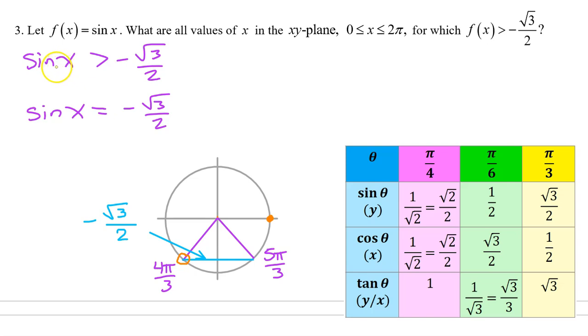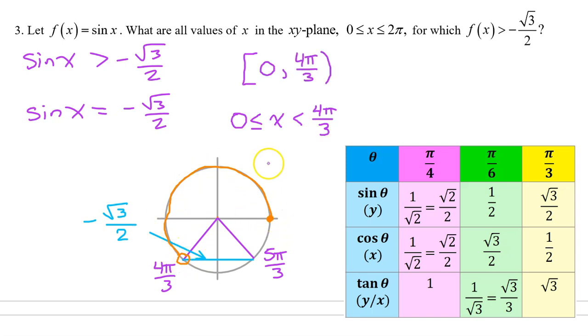We are looking for where the y value is greater than negative radical 3 over 2, not equal to, so this cannot be included. But we had solutions all the way as we rotated from 0 until we got to 4 pi over 3. So we have a solution set. In interval notation, this set of solutions will look like this, and as an inequality, the same set looks like this. It is time to continue our search for solutions.